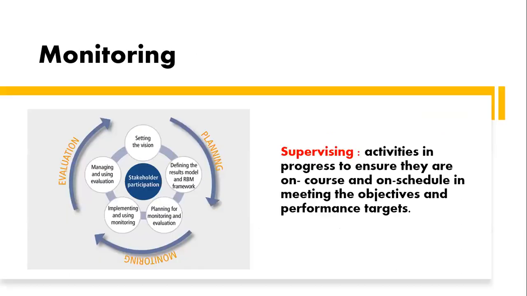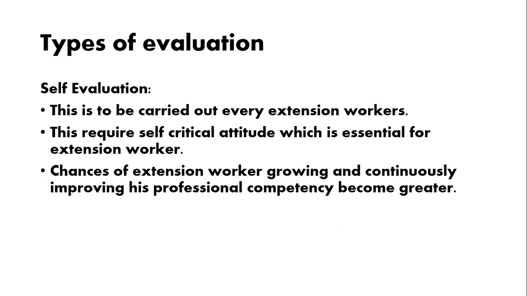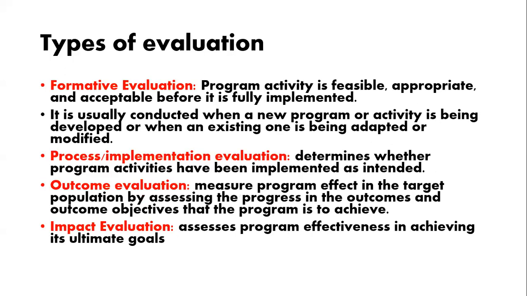Monitoring is continuously checking the process of the implementation, and evaluation is done at the end of the project. So there are a few types of evaluations. One is self-evaluation. Individually, we ourselves evaluate our activities. It is called self-evaluation. The other types are internal evaluation and external evaluation. When the people who implement the project also evaluate, it is called internal evaluation, and when other evaluators come from outside the project area, it is called external evaluation.